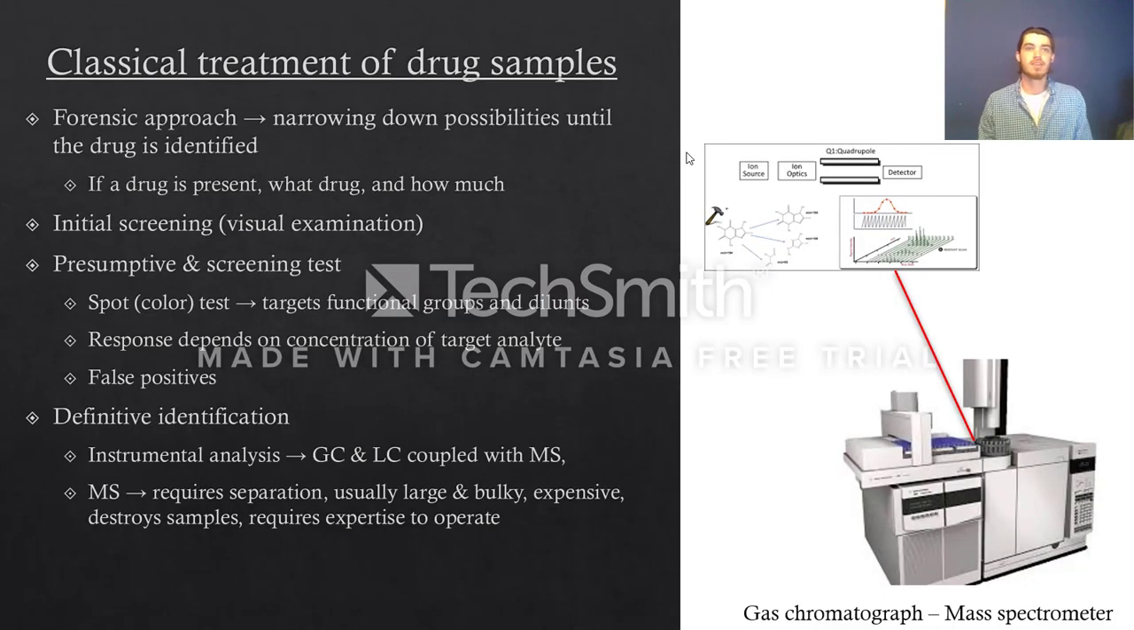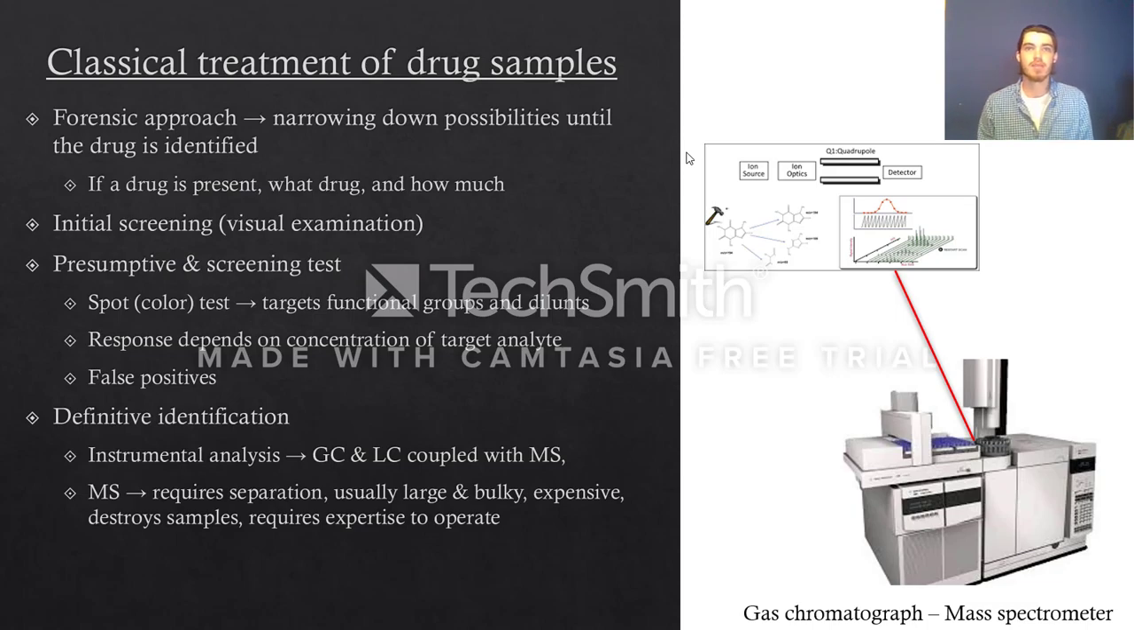The classic technique for drug analysis is the forensic approach, which narrows down the possibilities until the drug is identified. The first step, or initial screening, is a visual examination. Next, presumptive and screening tests are performed to identify which drug could be possibly present. The most common tests are spot or color tests, which target functional groups and diluents, which are substances used to dilute drugs and give a higher overall yield. And the response is dependent on the concentration of the drug analyte.